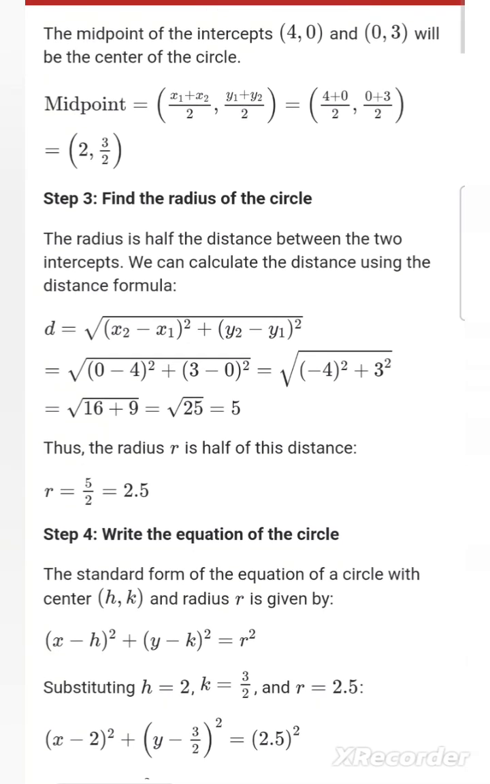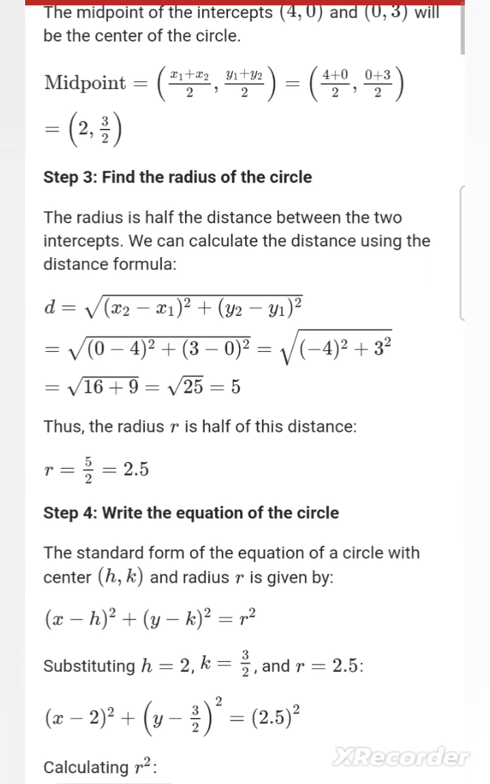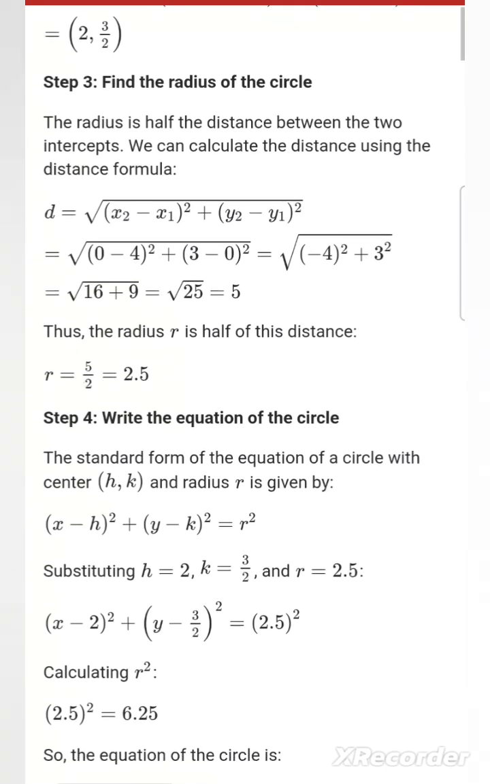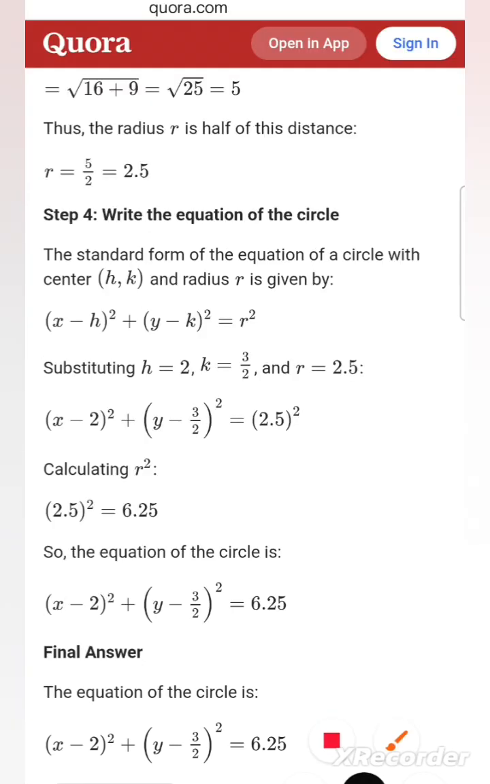Now the equation of the circle will be what? (x minus 2) whole square, since the center is at (2, 3/2). So the equation of the circle is to be what? (x minus 2) whole square plus (y minus 3/2) whole square is equal to 2.5 square. So from there, if you simplify, you can calculate and put the value. Here the r square value is 6.25. Therefore, the final answer is (x minus 2) whole square plus (y minus 3/2) whole square is equal to 6.25. You may expand and simplify the equation.